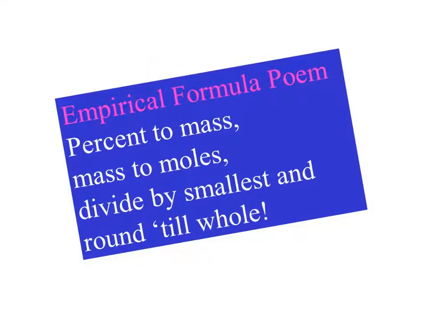So those 4 steps were kind of wordy. We have a poem that you can use in order to remember it easier. The sooner that you get this poem memorized, the easier that you'll be able to do empirical formulas more smoothly and confidently. So here's the poem. It says, percent to mass, mass to moles, divide by smallest, and round till whole. And so these are short and condensed lines for the steps, but if you can remember this poem, you will be able to do the steps. So again, percent to mass, mass to moles, divide by smallest, and round till whole.